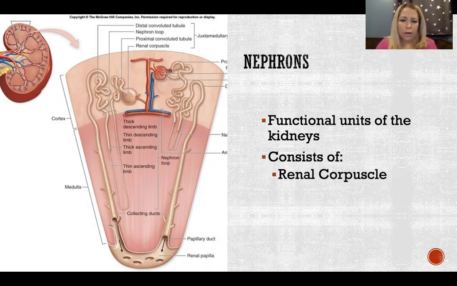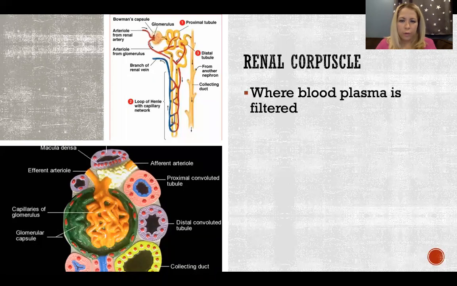A nephron is made up of the renal corpuscle and the renal tubule. That's what we're going to talk about here. The renal corpuscle is where blood plasma is actually filtered. I'll talk about glomerular filtration in a separate video following this one. So the actual filtration of the blood is happening in the renal corpuscle. In our picture here, that is what is happening right here.